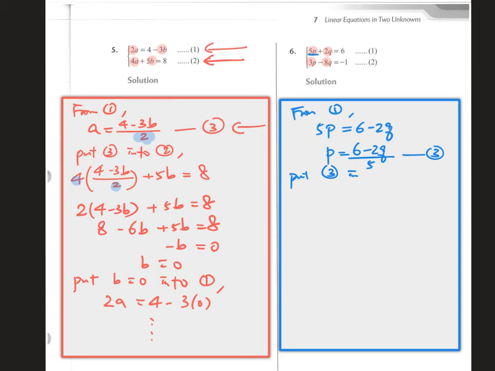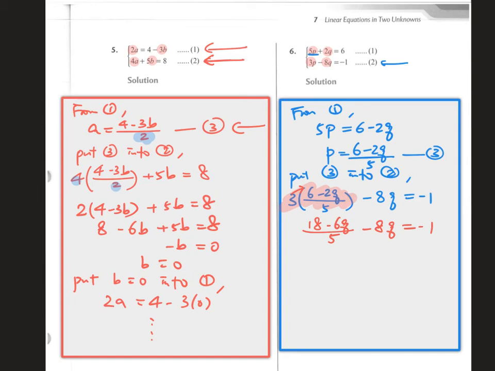Afterward, we put 3 into the remaining equation, number 2, where you have 3 times (6 minus 2q) over 5, minus 8q equal to minus 1. There's no luck this time because you can't avoid dealing with the fraction, a very big fraction here. So let's go back to the concept from primary school, where 3 is multiplied up, which gives you (18 minus 6q) over 5 minus 8q equal to minus 1.